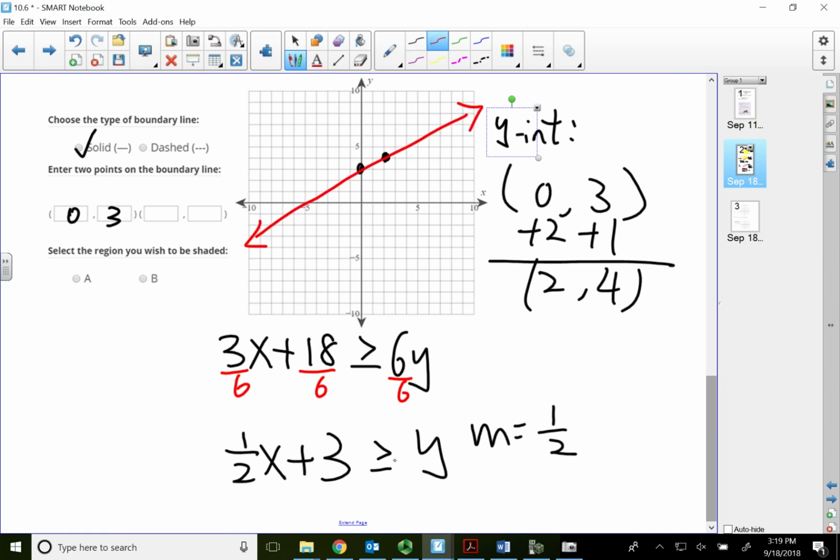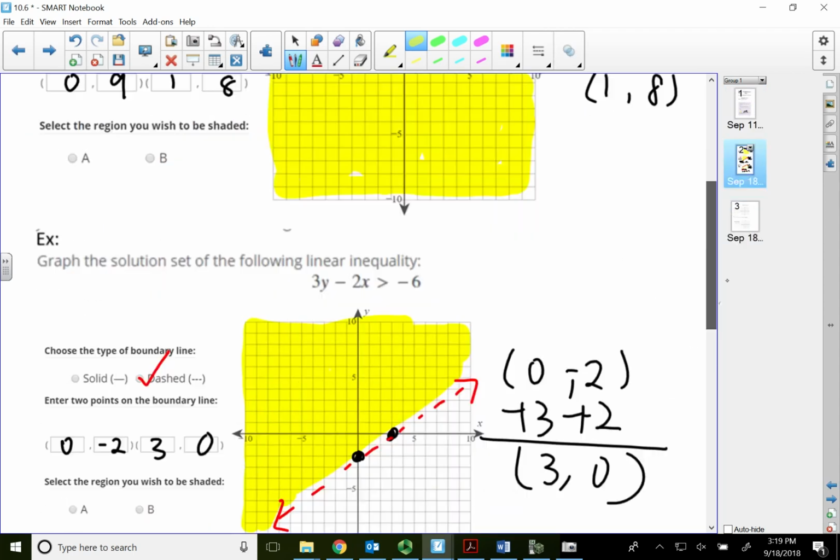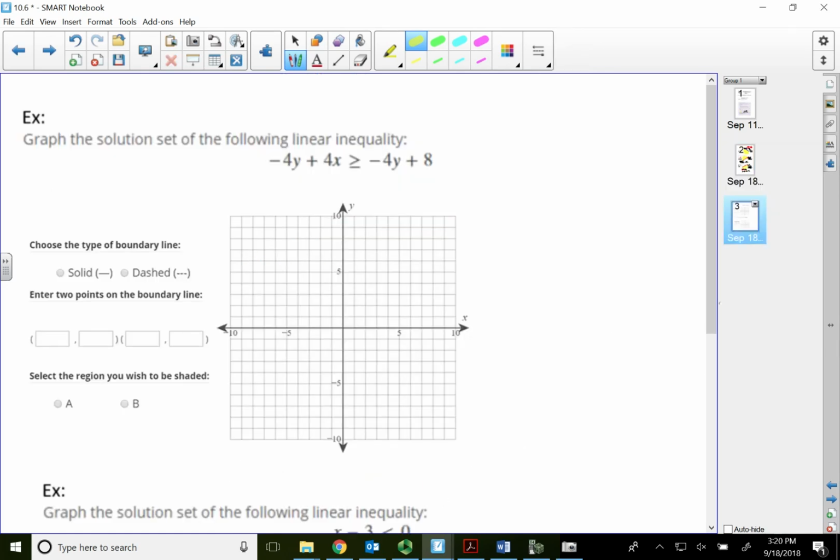All right, reading from the inequality, y is less than, so this time I will shade below. So basically this is a closed half plane. That means the boundary line is included in the solution set. So the points on this line and below will satisfy my inequality. All right, so this is the region you will select. All right, let's do this, okay?